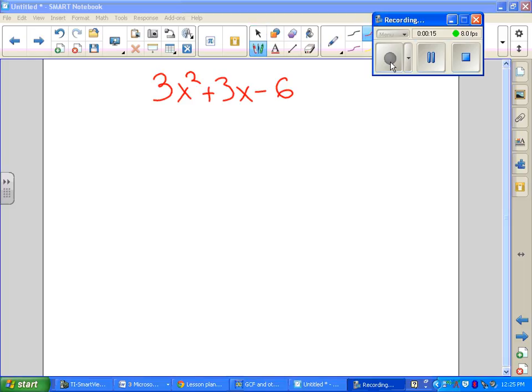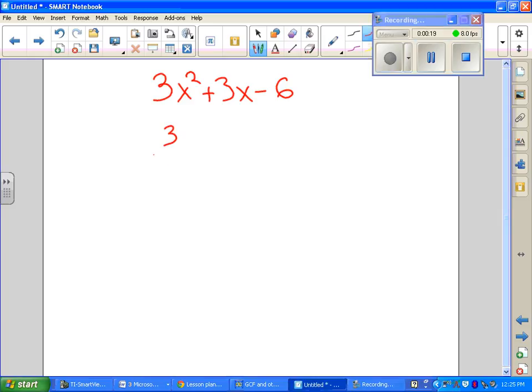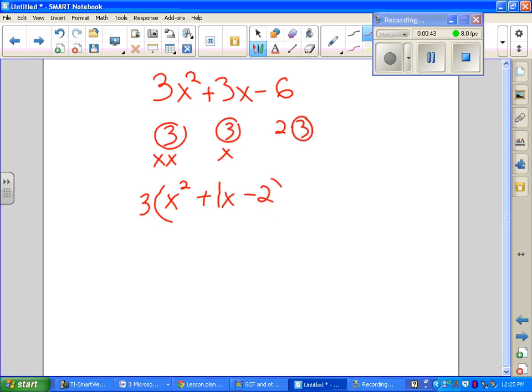Let me try factoring out and see what the greatest common factor is. 3x squared is 3x and x. 3x is 3x. And 6 is 2 times 3. Well, I can tell right away that they all share a factor of 3. So that goes on the outside. That's your greatest common factor. I'm left with an x squared in the first term, a plus 1x in the second term, and a minus 2 in the third term.